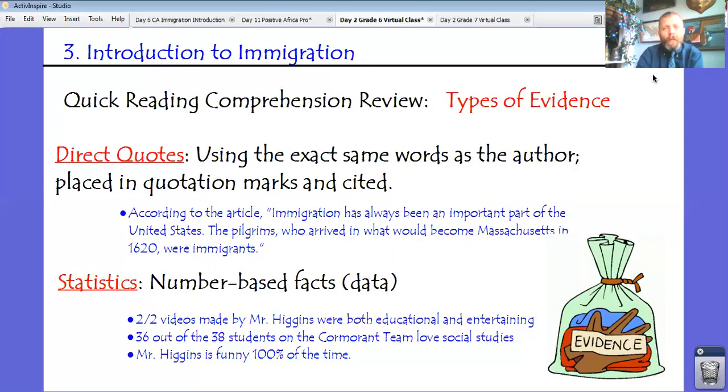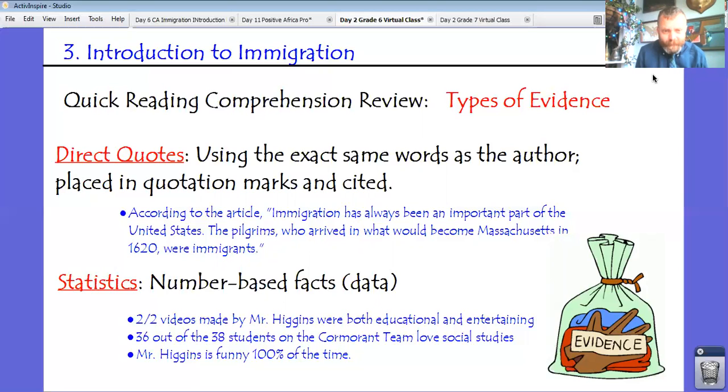Statistics, I'm guessing, are probably something that's a little bit new for you, although we did talk about this right before the break. I remember I had an example in which I said there were 40-something students on our team, and Lucy corrected me and reminded me that there were only 38 of us. Oops. Statistics are number-based facts, okay?